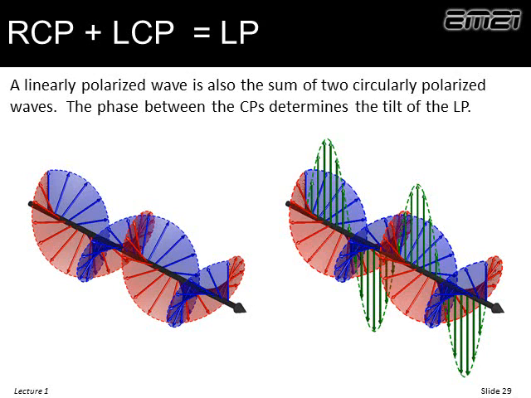And if we can control the phase between these two circularly polarized waves, that would control the orientation of the linearly polarized wave. Let's say the blue wave goes out of phase with the red; this linear polarization would tilt over. In fact, it would rotate around the axis depending on the phase between the right and left-hand circularly polarized waves.